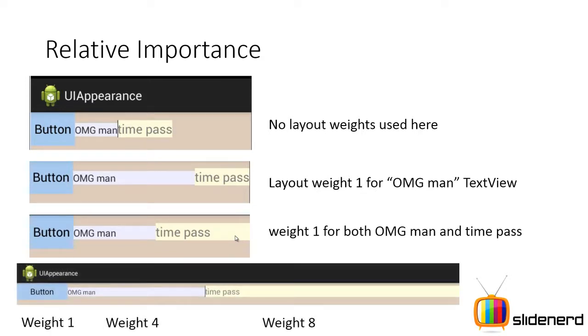Now let's see a case where all the controls use different layout weights and figure out what happens. Here if you notice, the button has a layout weight of 1, the "oh my god man" text view has a weight of 4, and time pass has a weight of 8. As you can see in the appearance, there is some ratio amongst them on the screen. Now let's figure out what Android does when you give multiple weights to all the components in a row.